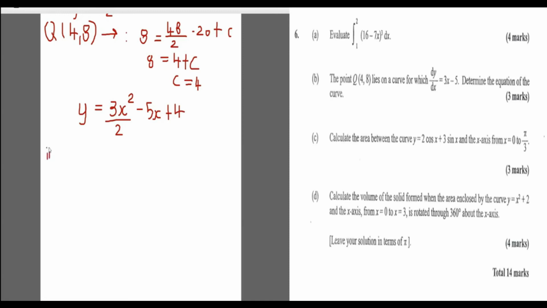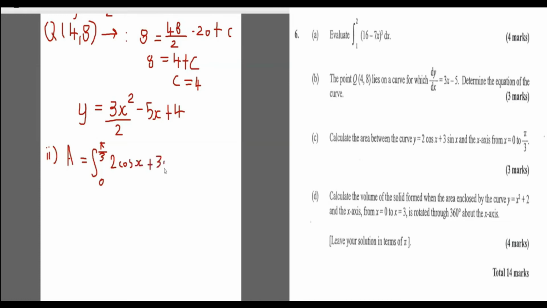For part 2, I like to call area A. The area A is going to be equal to the integral from 0 to pi by 3 of the curve, and the curve is 2 cos x plus 3 sine x. So write that down. You're integrating 2 cos x plus 3 sine x.